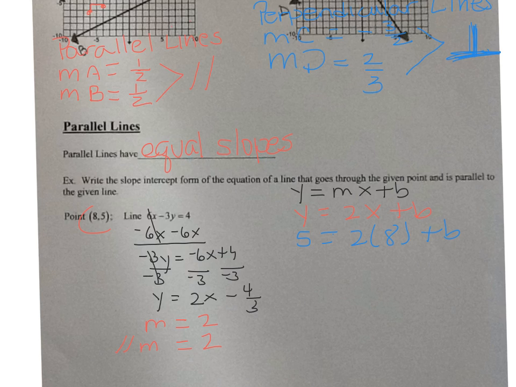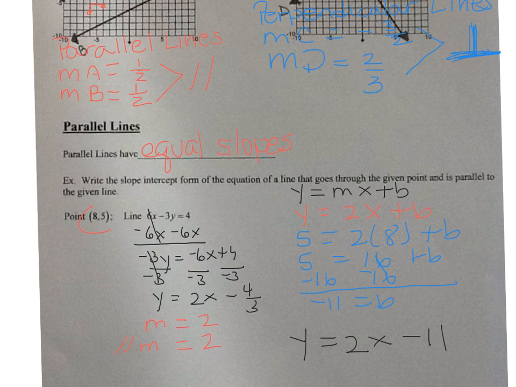And now I'm going to solve for b. So 5 equals 16 plus b, minus 16. 5 minus 16 is negative 11, and that's my b value. Now I can write my equation, and my equation is y equals, remember my slope has to be parallel, so I use 2x minus 11.